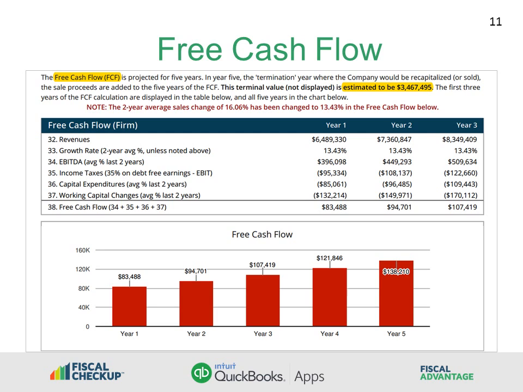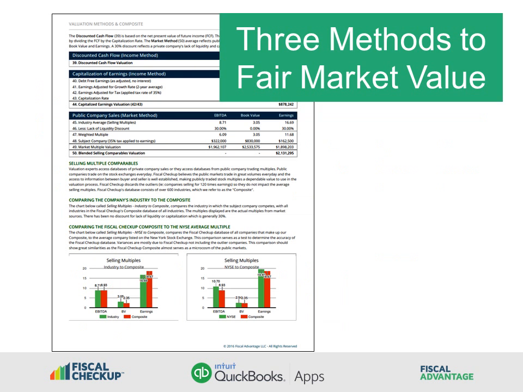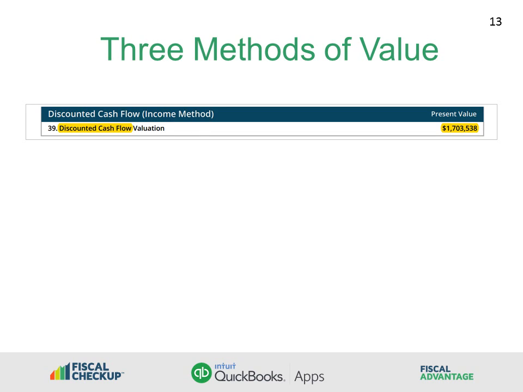Again, the process that we're going through here is explained in depth in the valuation webinar listed on the Fiscal Checkup website. Page 4 contains the estimates of fair market value using the 3 primary methods of value. Using the discount rate and the estimated free cash flow, along with the terminal value of the company in 5 years, the software calculates the value using the discounted cash flow method.